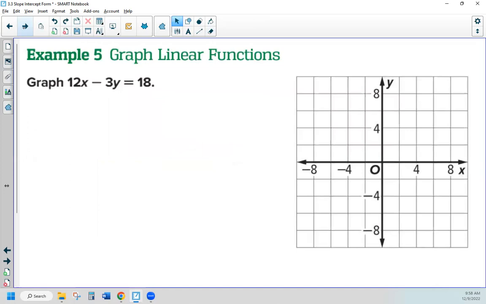All right, here we go. Example number 5, graph the linear function. The first step right here is to notice that this is not in the graphable format. Graphable format is when we have it in slope-intercept form. Right now it's not. We want to get y by itself, so we can look at our slope and our y-intercept, nice and pretty to be graphed, right?